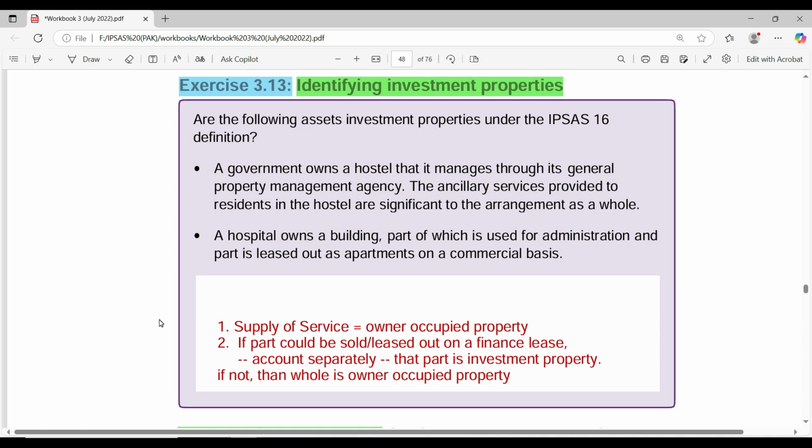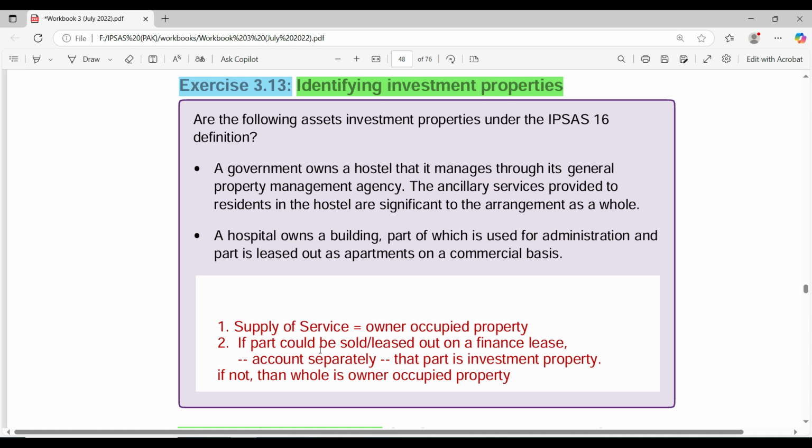The second part of the question is: a hospital owns a building, part of which is used for administration and part is leased out as apartments on a commercial basis. One portion is for administration and one is for commercial purposes. The commercial portion goes to investment property and the administration portion goes to owner occupied property.